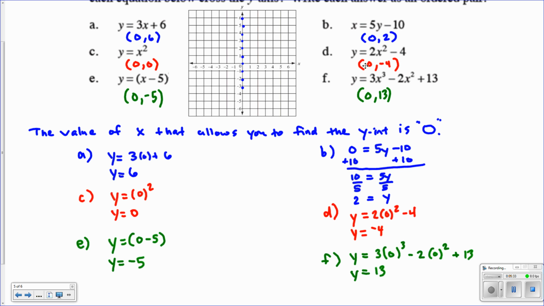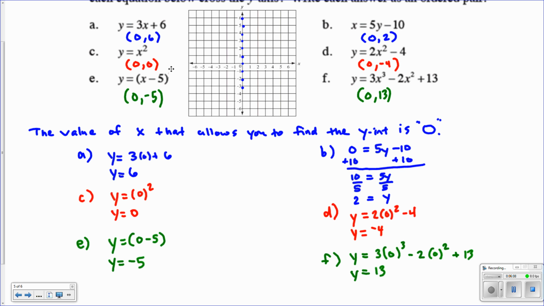Doesn't even matter what it looks like right now. We were able to compute it there just because we know that with a function, it's only going to cross the y-axis one time. And when it does, that x-coordinate is going to be 0. So here are our answers there. We've got 0, 6, 0, 2, the origin 0, 0, 0, negative 4, 0, negative 5, and 0, 13. And actually, as I'm checking this here, I think there might be a typo in this here.